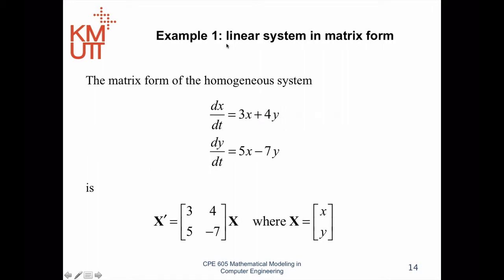This first example shows you that you can represent a linear system in matrix form. This system, dx by dt equals 3x plus 4y, and dy by dt equals 5x minus 7y, can be written as x prime equals the matrix A, which is 3, 4, 5, minus 7, times x, where x is a vector of x and y.